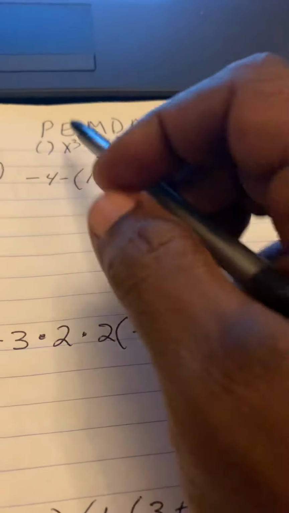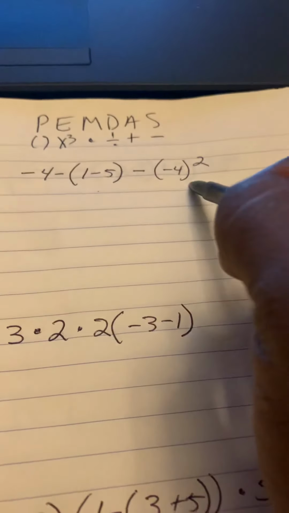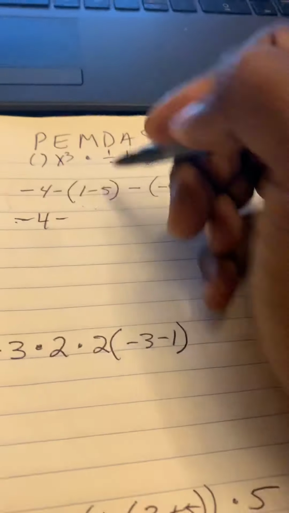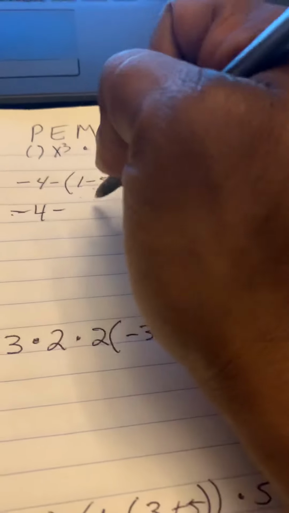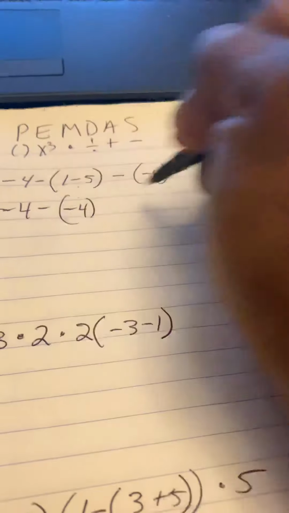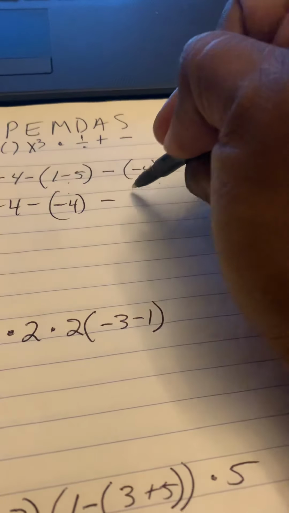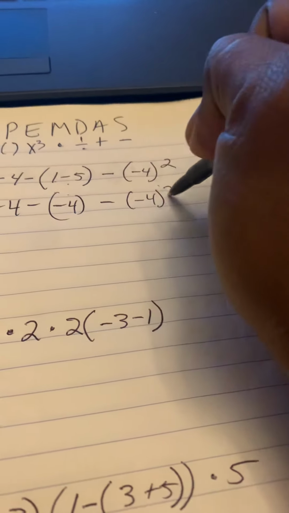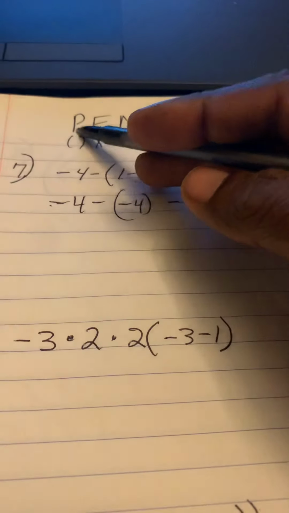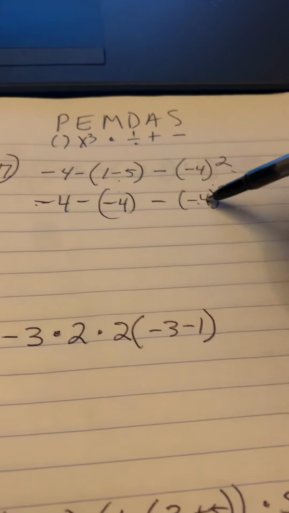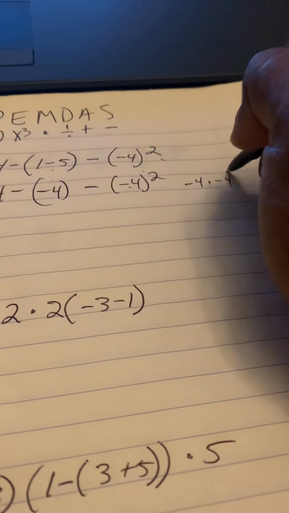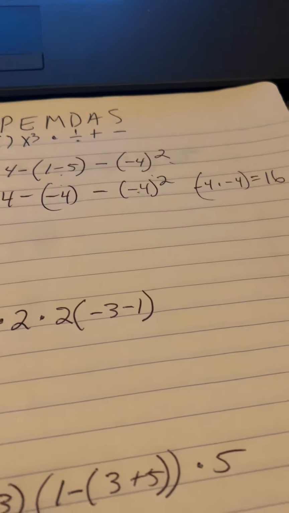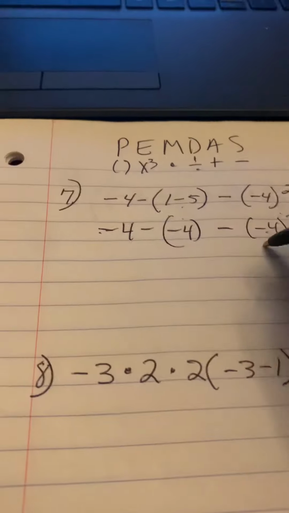So let's check, is there any parentheses? 2 sets of parentheses, so let's do this one first. So that leaves us with negative 4 minus, what does 1 take away 5? Negative 4, minus 9. Parentheses done. Now let's do exponents. Negative 4 squared really means negative 4 times negative 4, which is equal to positive 16. So this is really 16.